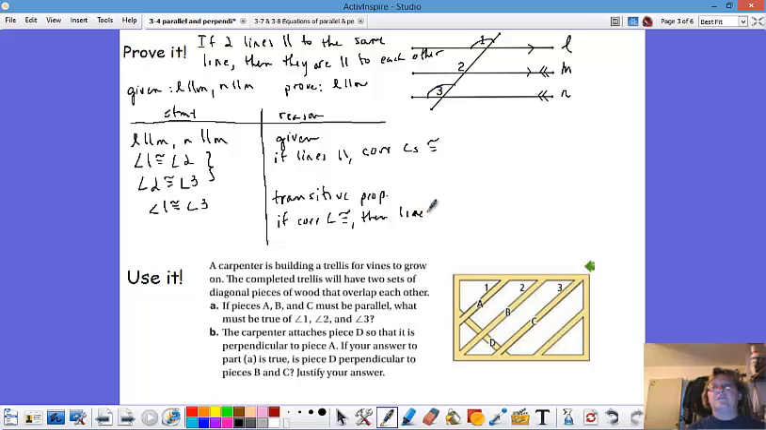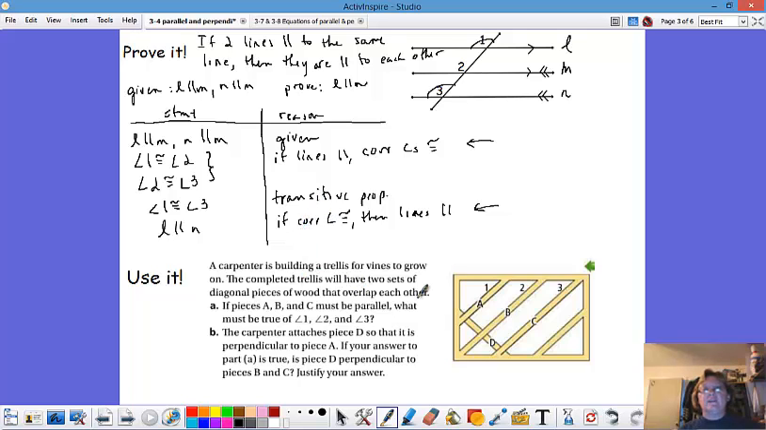So as you think about that, the lines that would have to be parallel based on those corresponding angles are L and N, and that's what we wanted to show. Notice that we used the theorem and its converse. Pretty interesting little proof there.